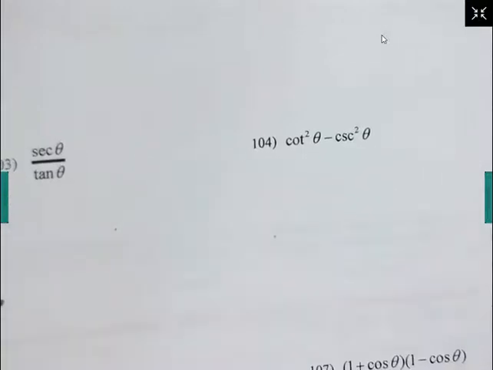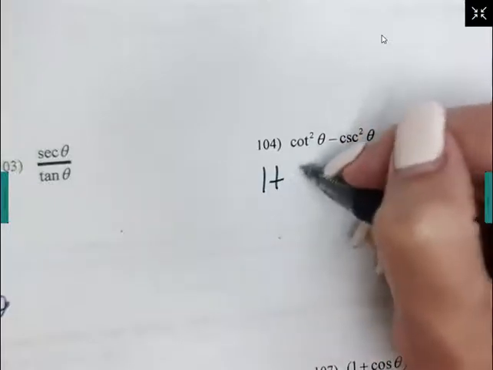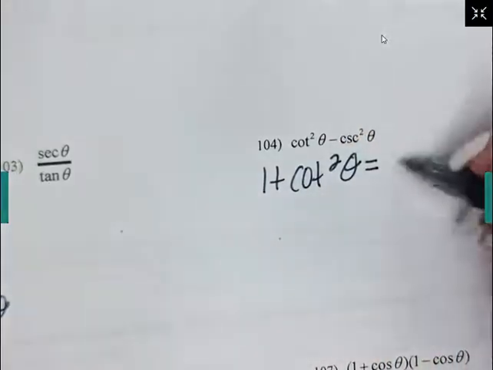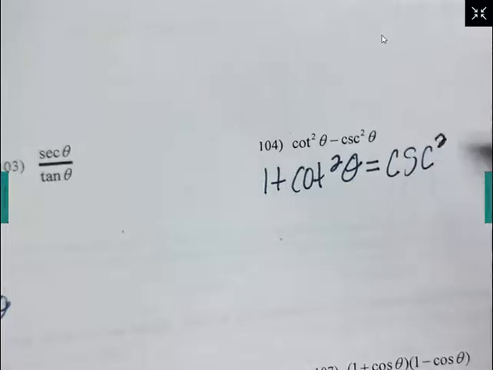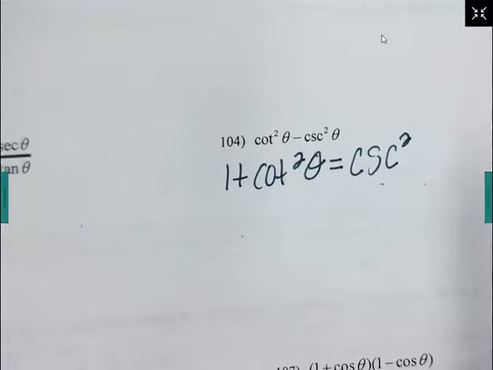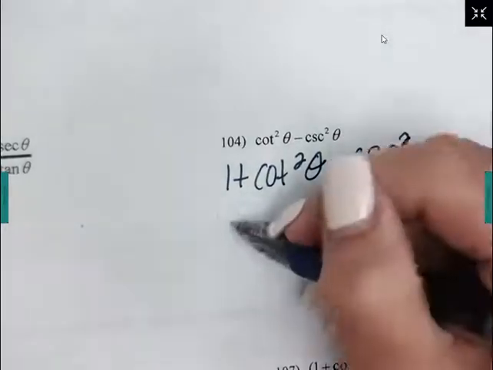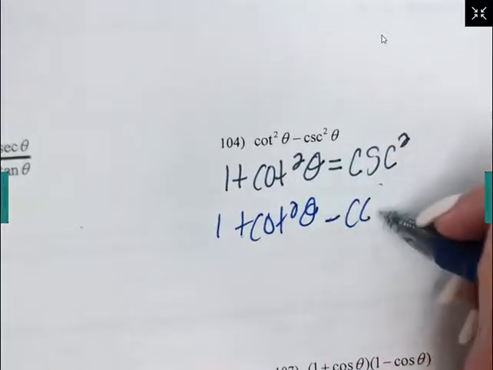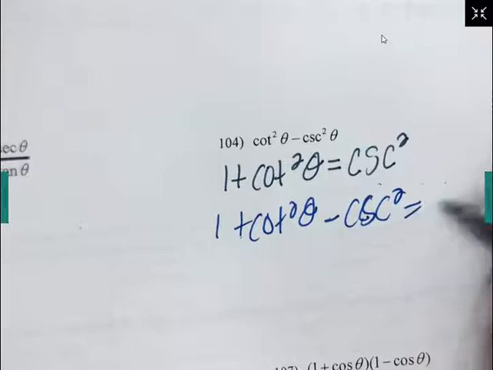What does the identity actually state? 1 plus cotangent squared of theta equals cosecant squared of theta, right? But in this one, the cosecant squared of theta is what? It's negative, so we're going to have to subtract it. If we do that, we get 1 plus the cotangent squared of theta minus the cosecant squared of theta. And that's equal to 0.